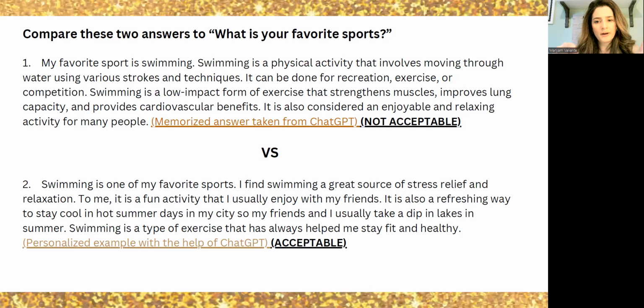Take a look at the very first response that we have here, which at first answered the question and says, my favorite sport is swimming. Swimming is a physical activity that involves moving through water using various strokes and techniques. It can be done for recreation, exercise, or competition. Swimming is a low-impact form of exercise that strengthens muscles, improves lung capacity, and provides cardiovascular benefits. It is also considered an enjoyable and relaxing activity for many people.